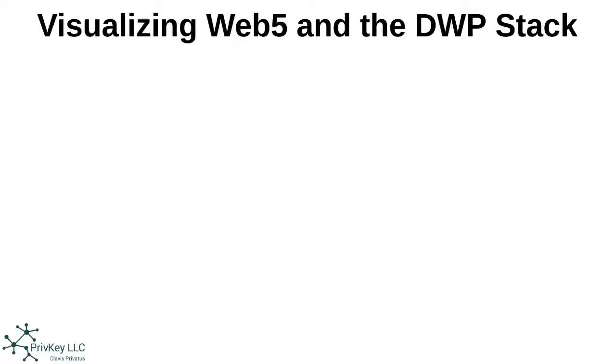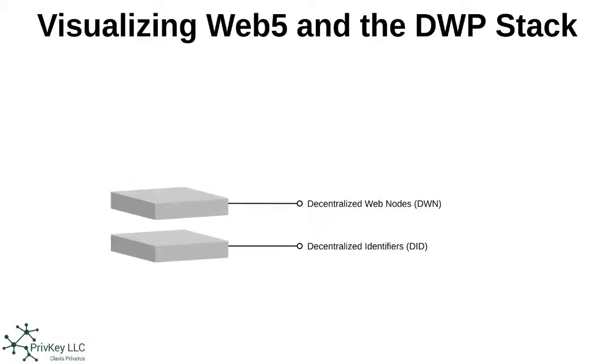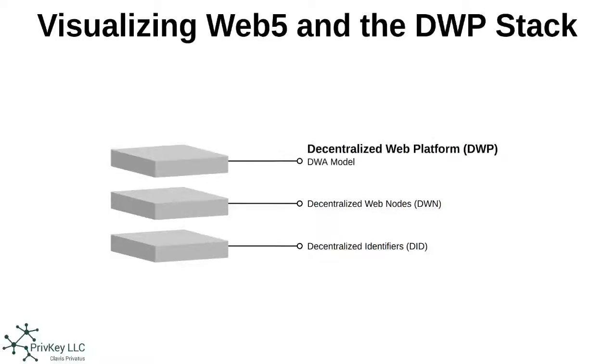So let's visualize the Web5 and the DWP, the stack that it has. You start at the decentralized identifier. So that's the first step, decentralized identifiers or DIDs. You have that in your base. From that, you move into decentralized web nodes. You have these distributed web nodes, and that builds on top of this DID. And then on top of these nodes runs the DWA platform.